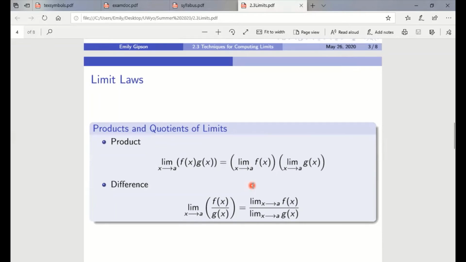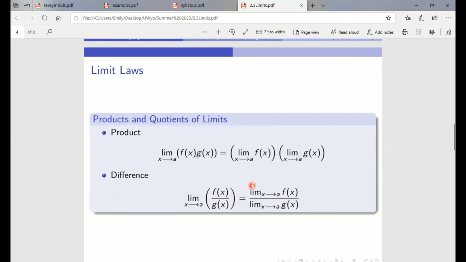So if we have a sum and difference limit law, then we better have a product and quotient limit law. For the product, the limit as x approaches a of a product of functions f of x and g of x is the same as the limit as x approaches a of f of x times the limit as x approaches a of g of x. So we can just separate those right off the bat, which is pretty convenient for us.